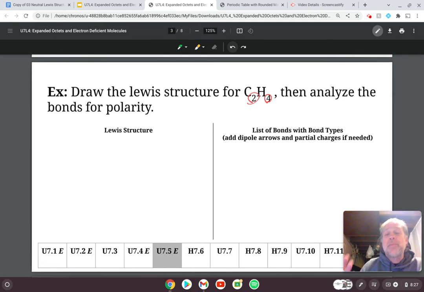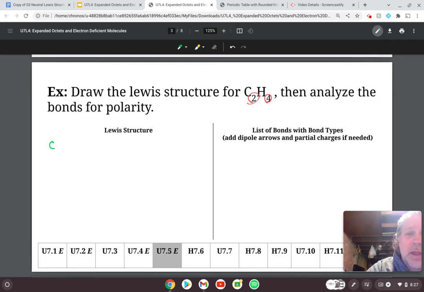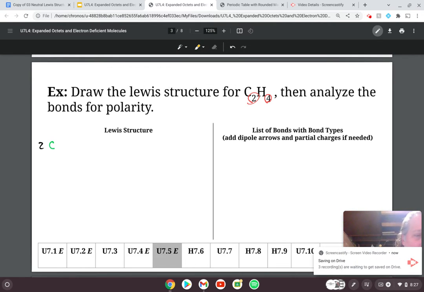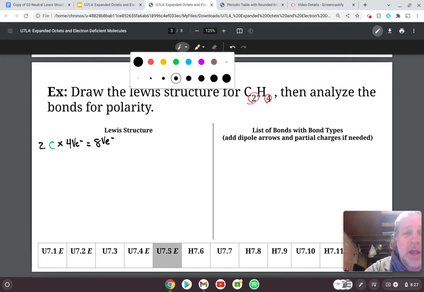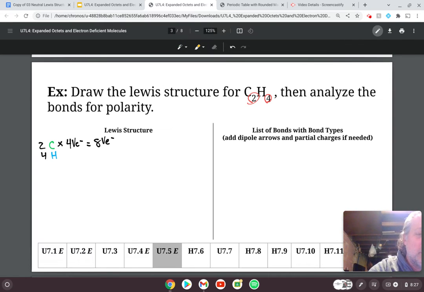Oh, actually, I lied. I should probably figure out how many electrons I'm working with first. So let's start there. I have carbon, and there's 2 of them. According to the periodic table, carbon has 4 valence electrons, so that's 8 valence electrons. There is hydrogen, and there's 4 of them in the formula, and hydrogen has 1 valence electron according to the periodic table. So 4 times 1 is 4 valence electrons. I'm going to add all that up, and 8 and 4 is 12 valence electrons total.